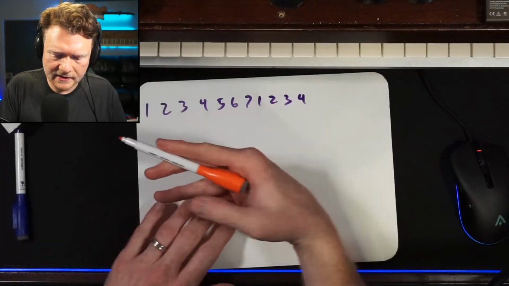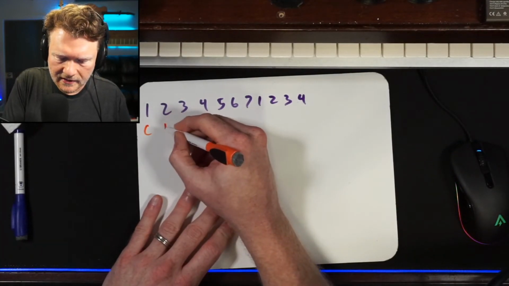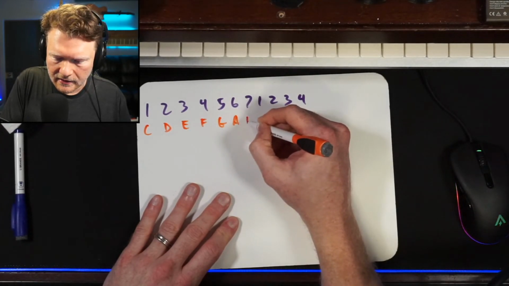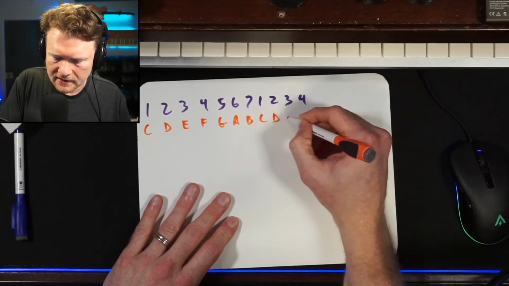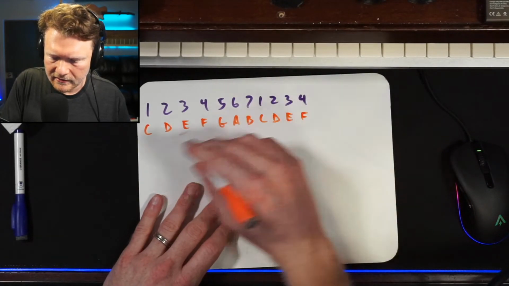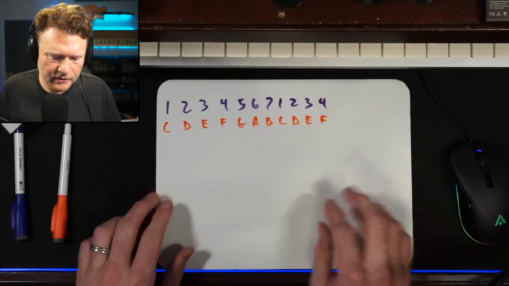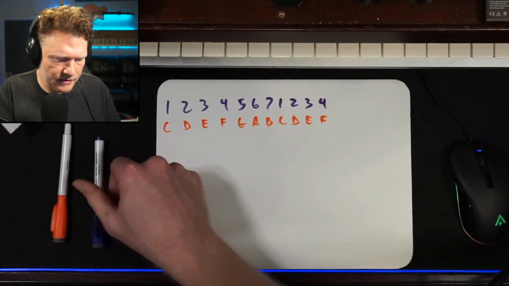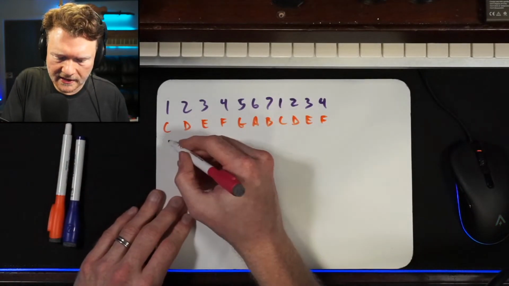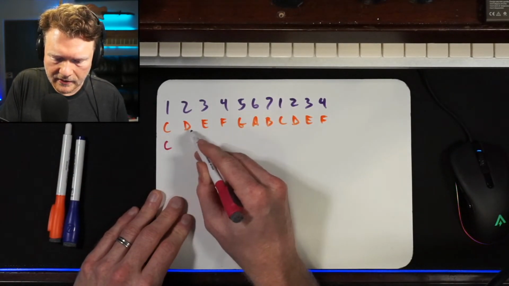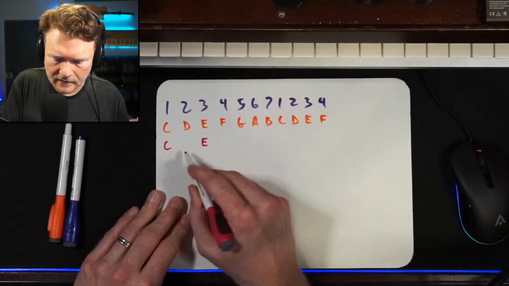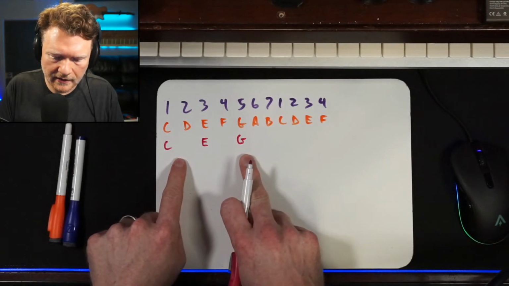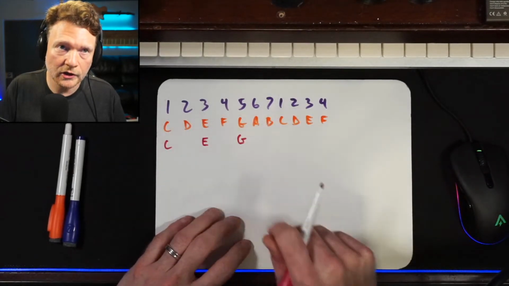Now, if this is our C scale, we would have C, D, E, F, G, A, B, C, D, E, F. We just keep on going forever. Now, if we do the skip a note thing, so we have our first note. So let's use a different color. First note is going to be C, and then we skip this note to E. We skip this note to G, and we look at the intervals here. Okay, so this is going to be our one chord basically.